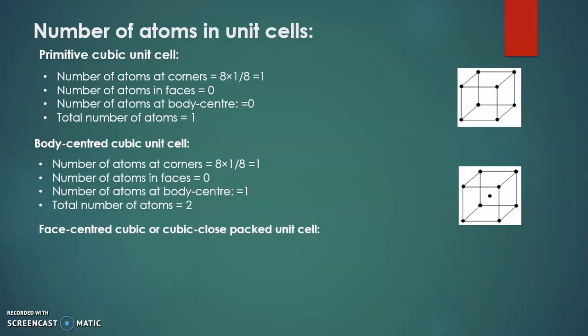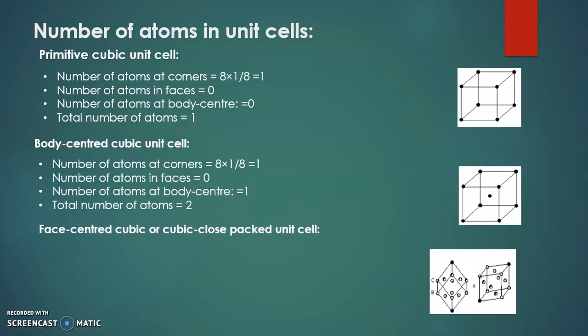Next, face-centered cubic unit cell or cubic close-packed unit cell. Now, in this type of unit cell, there are 8 particles present at the 8 corners, and there are 6 particles present at the center of 6 faces. The corner particles contribute, as we know, only 1/8 to the unit cell, but the face-centered particles are shared between 2 unit cells. So, each of the face-centered particle contributes only half to the unit cell.